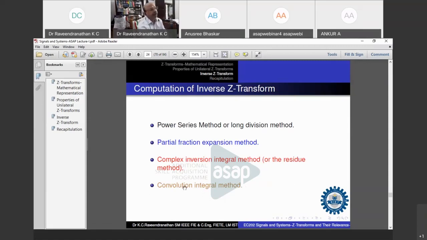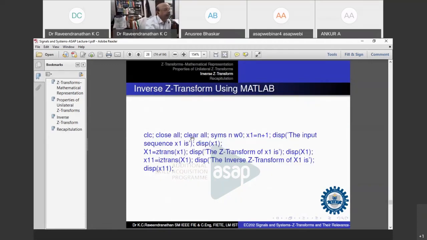You express a complex function X of z as a product of two separable functions, and you take the convolution integral so that you get the original. This is another small MATLAB script to invoke the inverse Z transform. We have seen that, right? Here, these are the symbols n and omega 0. Define x of n as n plus 1, it's a typical signal, n plus 1 times u of n. And the input sequence, you can also run this.